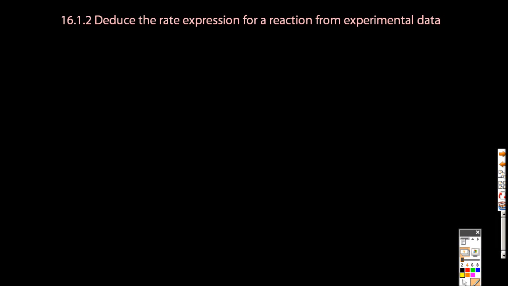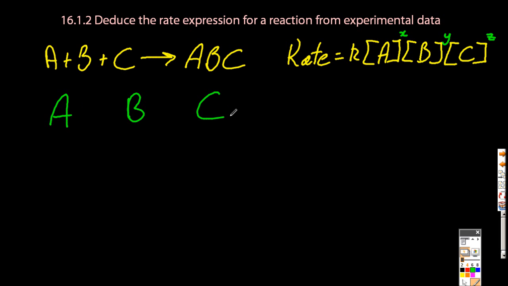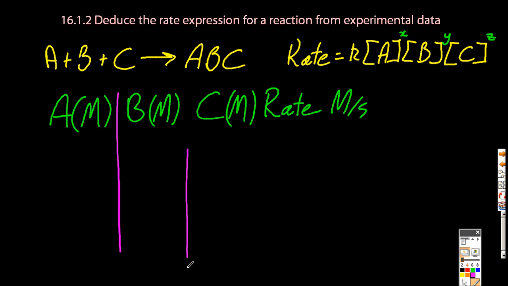Okay, deducing the rate expression. So let's take a theoretical reaction. A plus B plus C goes to ABC, and the rate is k, something to do with the concentration of A, something to do with the concentration of B and C. And the orders of reaction with respect to those, well, let's call them x, y, and z. Let me write out some fake data for us to analyse.